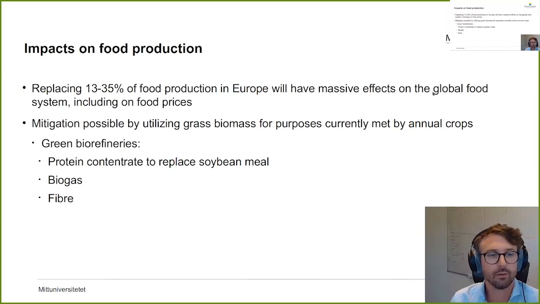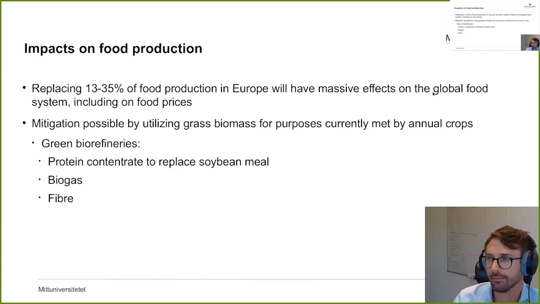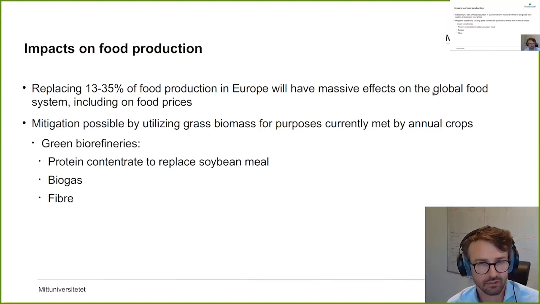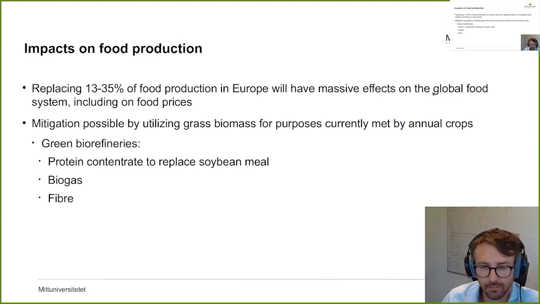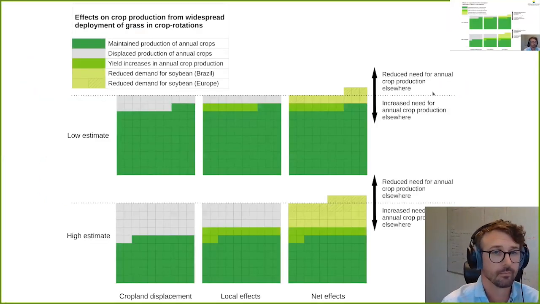The problem here, I can add, is that if you focus on replacing annual crops in specific applications, such as for feed, the alternative would be to focus on maximizing the climate benefits, for example, by replacing fossil fuels to as large a degree as possible. If you do that, you would have a greater climate benefit, but you would have a larger cropland displacement. So there is a balance to find there.